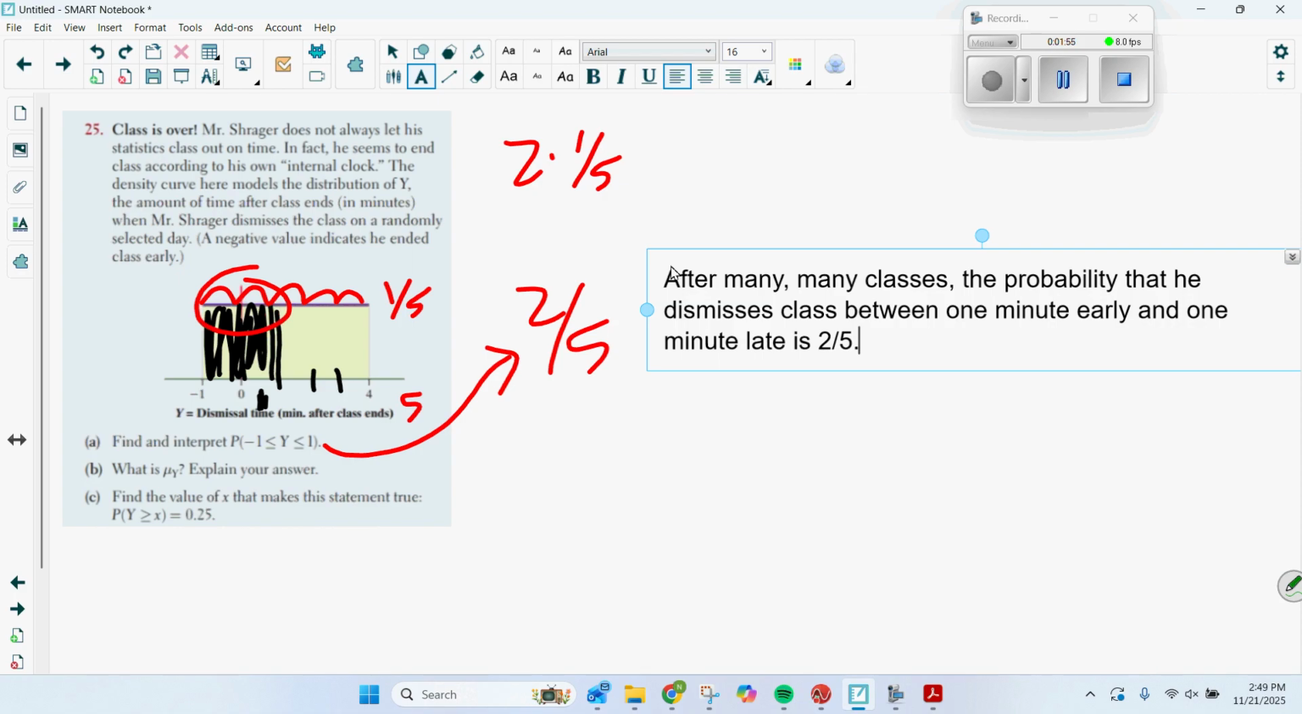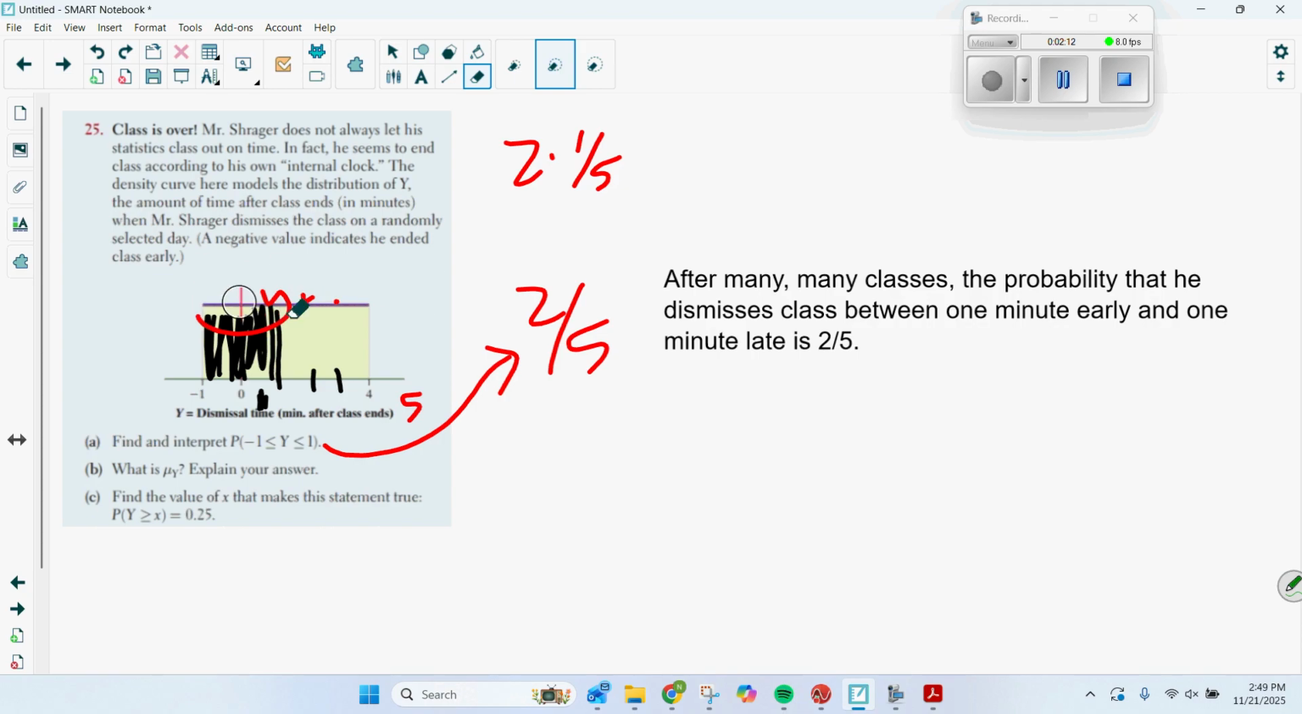What is the mean? Explain your answer. Okay, so normally to find the mean, if we have a table, we do the number times the probability plus the number times the probability plus the number times the probability, over and over. But for this one, it's uniform. And so that means the mean is just going to be right smack in the middle.